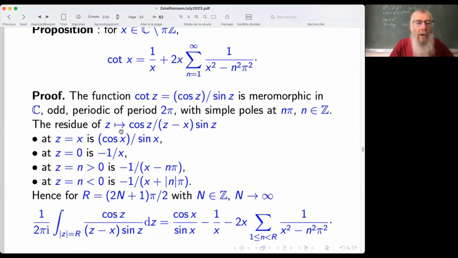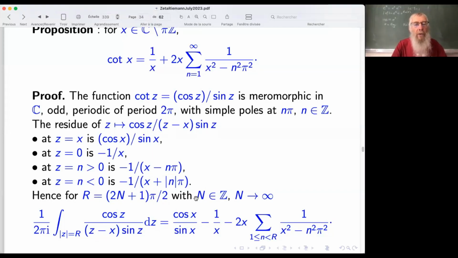We consider the function z maps to cosine of z divided by (z minus x) sine of z. We consider the integral over a large circle, modulus of z equal R, of cosine of z divided by (z minus x) sine z. We take this integral, and we use the residue formula of Cauchy, and for that, we write this integral as the sum of the residues. There is the 2 pi i, which is here. The R that we choose will be (2N plus 1) pi over 2, with N an integer.